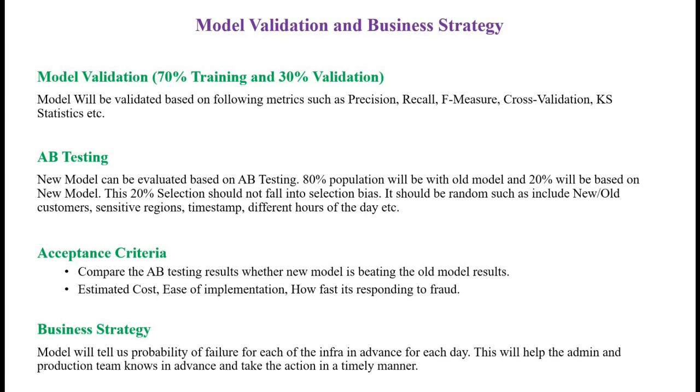And what would be your business strategy, like how the admin team or a production team or a business team will see the output. So you can say that this model will show the probability of fraud, like it will say what is the score for each transaction. Higher the score, higher the chances of a fraud, and it will tell in advance, in real time, so that timely actions can be taken, and eventually it can stop the fraud from happening.